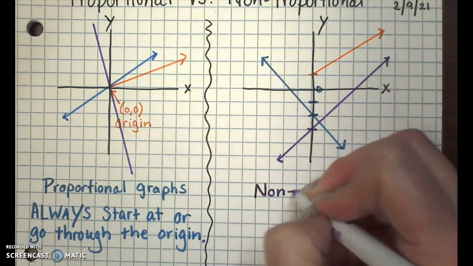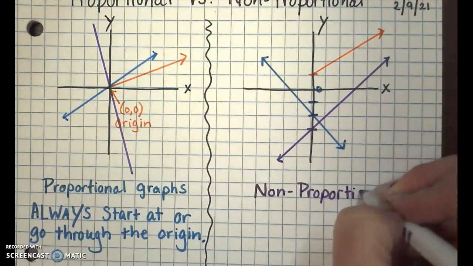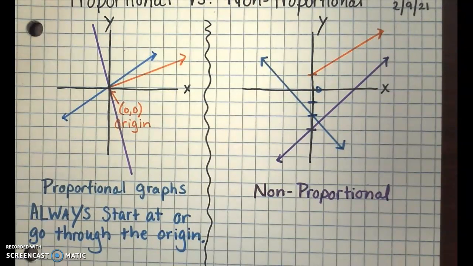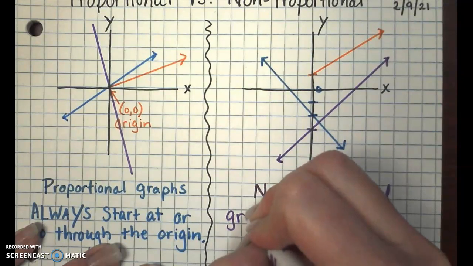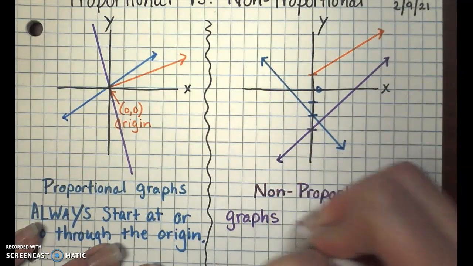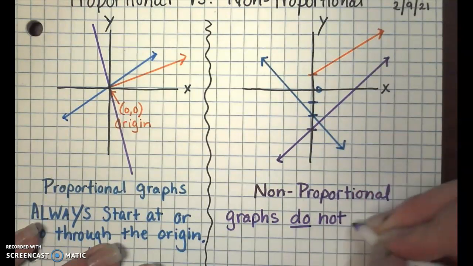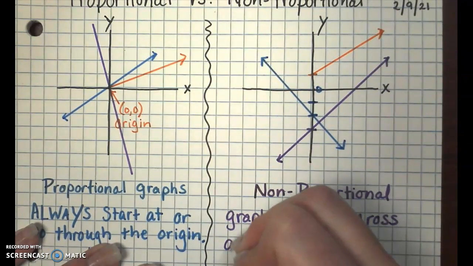So, non-proportional. And you can abbreviate if you want to. I don't care. That's up to you. They're your notes. Non-proportional graphs do not cross the origin, okay? They do not cross at the origin.